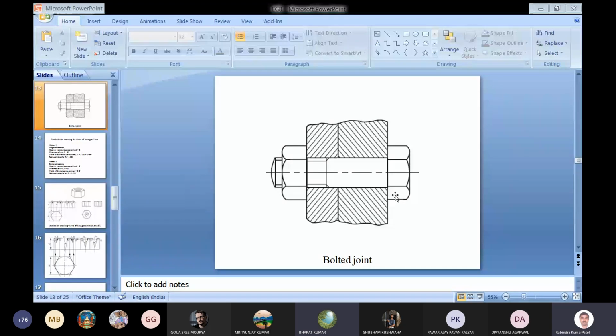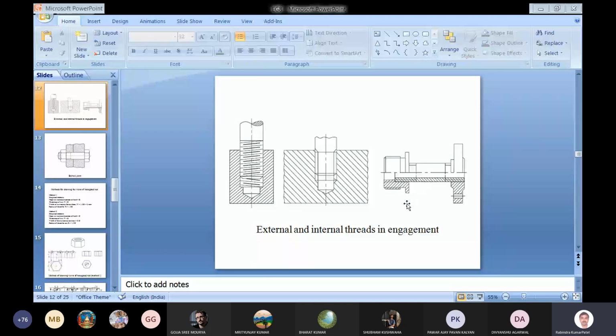Sir, can you go to the last figure again? Yes, please. This one, this is external thread, and here this is internal thread. When they are in mesh, then we will have the hatching like this, and over the thread it is shown like this. Sir, not this one. Before this one. Before this one, yes.